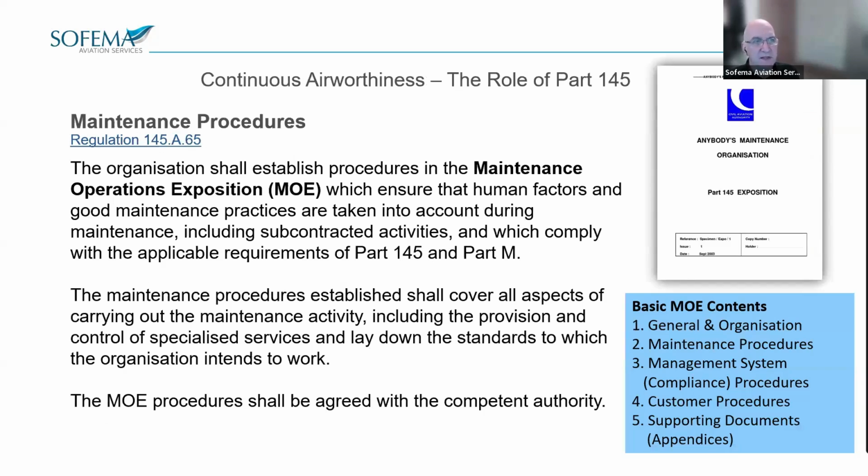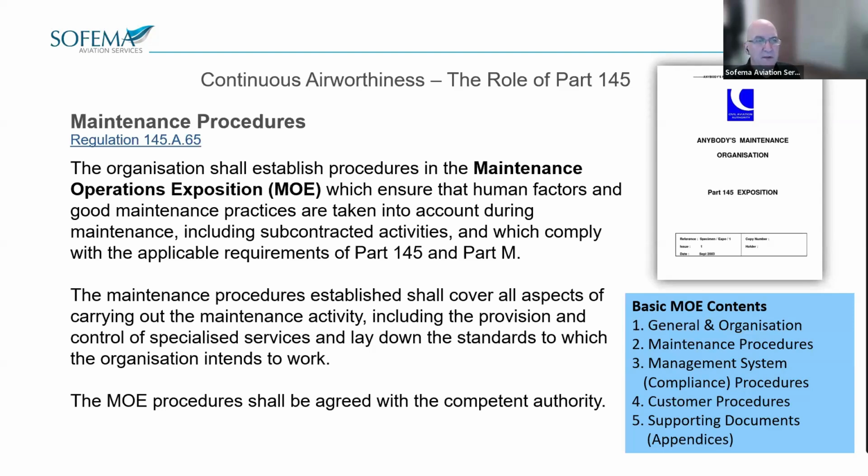Maintenance procedures. Well, the organisation needs to write down all its procedures in the maintenance organisation exposition, the MOE, and that document should ensure that in the description of the processes they follow, human factors and good maintenance practices are always taken into account. These practices need to comply with the Part 145 and Part M requirements. So the maintenance procedures in this document shall cover all aspects of maintenance activity, everything from manpower planning through to logistics, inspection, etc., including the provision and control of specialised services such as NDT or calling in other outside services for inspections, perhaps, or component processes.